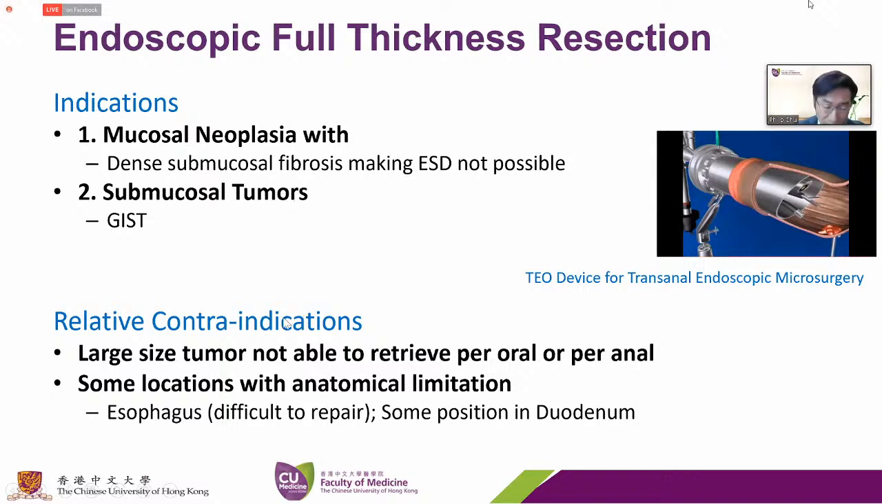But there are some relative contraindications. For example, if the tumor is too big, then we cannot retrieve it by the peroral or peranal route, and then it may be irrelevant to do an endoscopic full thickness resection. And some locations have anatomical limitations, like the esophagus. If you perform EFTR, a very large defect is sometimes difficult to close. The second is some positions in the duodenum, especially the medial wall.